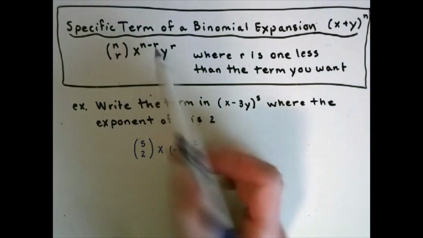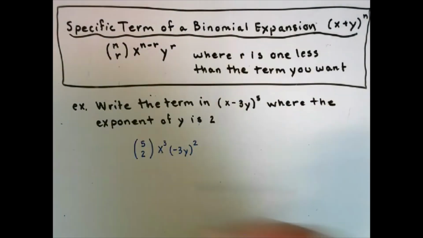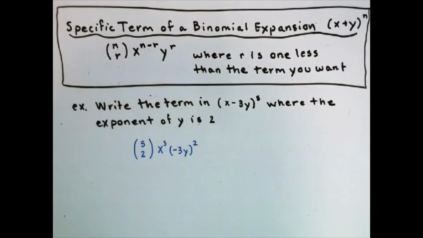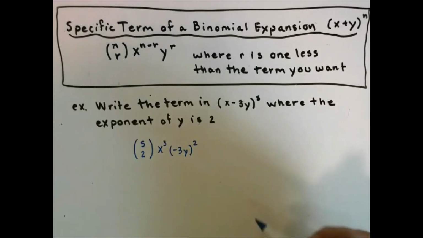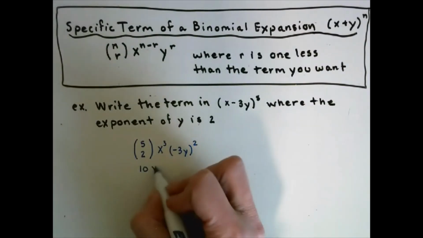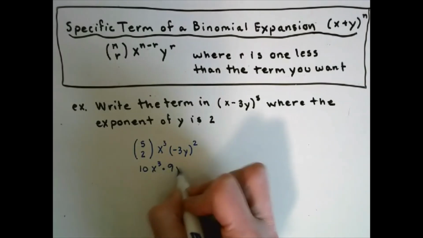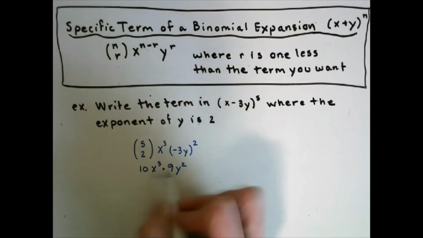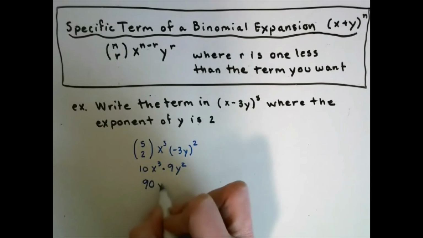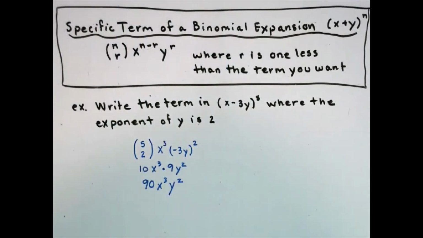Then for this, that's going to be n minus r, which is 5 minus 2, which is going to be 3. Okay, the 5 choose 2, again, you can use Pascal's triangle, or you can type it into your calculator, but you're going to end up getting 10. X cubed, negative 3 squared is going to be a positive 9, y squared, 10 times 9 is 90, x cubed, y squared would be the specific term where the exponent is 2.